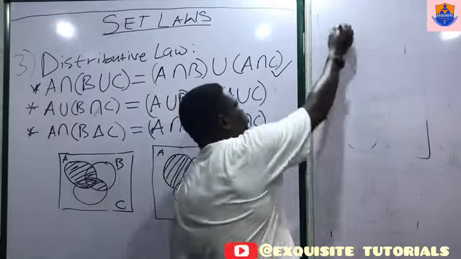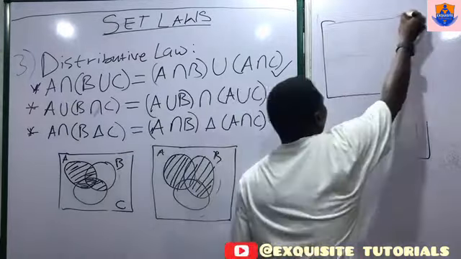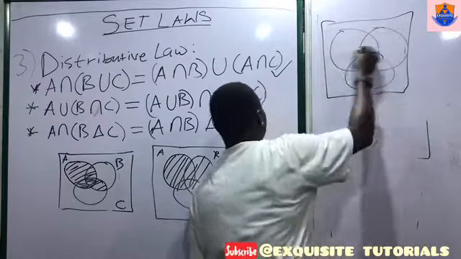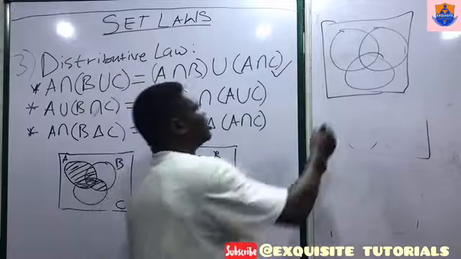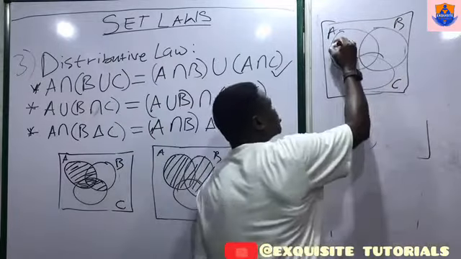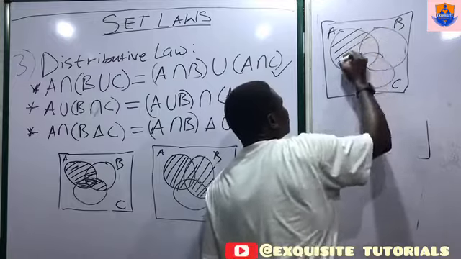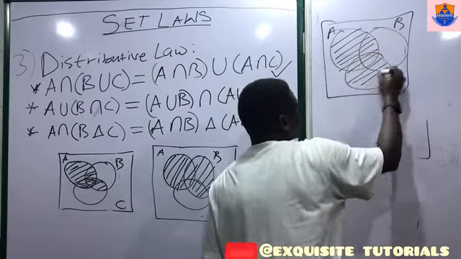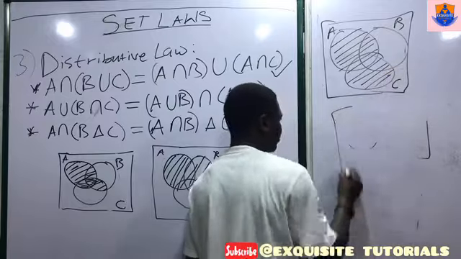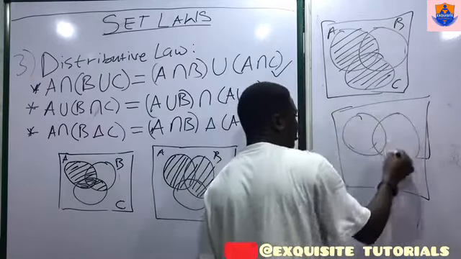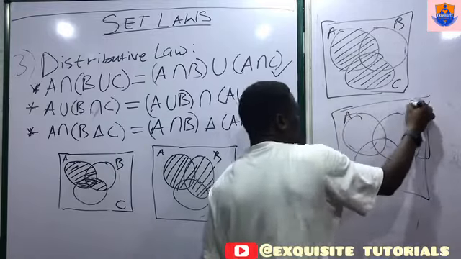What about A union C? This is A, B, C. A union C: the elements of A, adding it up with the elements of C. So this will be the elements of A, adding it up with the elements of C. So lastly, we now compare A, B, C.